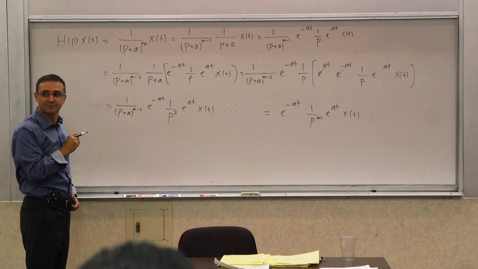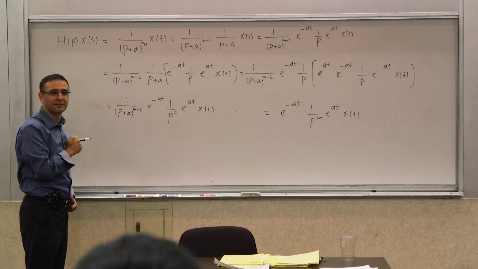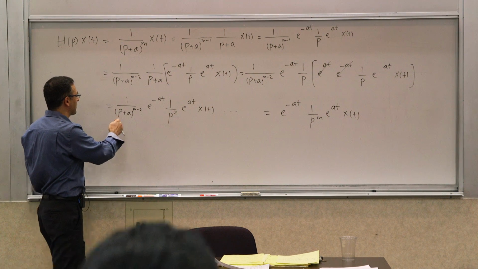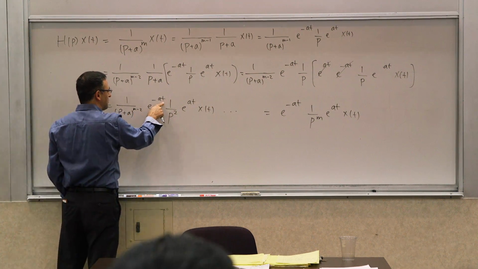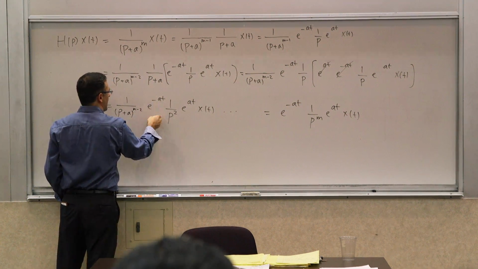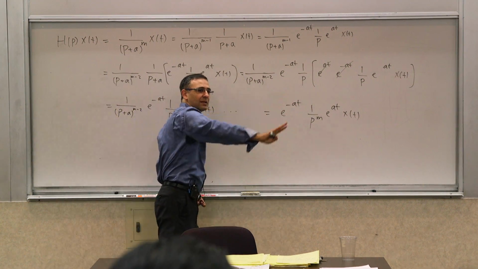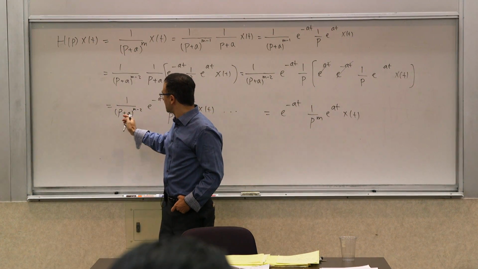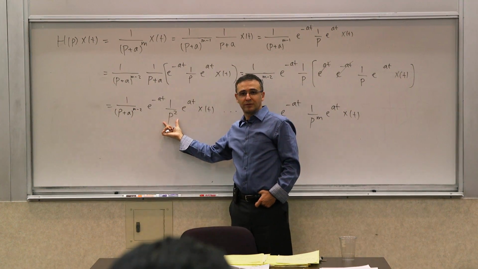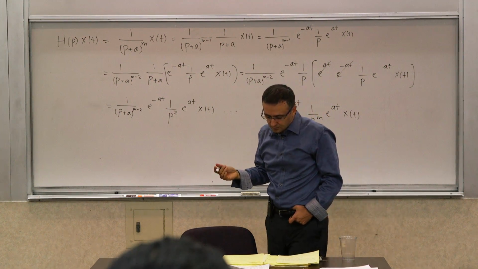Is this clear? If you're not convinced, you have to raise your hand. This will keep happening. Every time I take one of these, it will have an e to the negative at up front. It will have an e to the at inside that will cancel this one. So 1 over p would be right in front of 1 over p squared, and I will get 1 over p cubed. It keeps happening till you exhaust the supply of these, and you end up with m of these. Make sense?